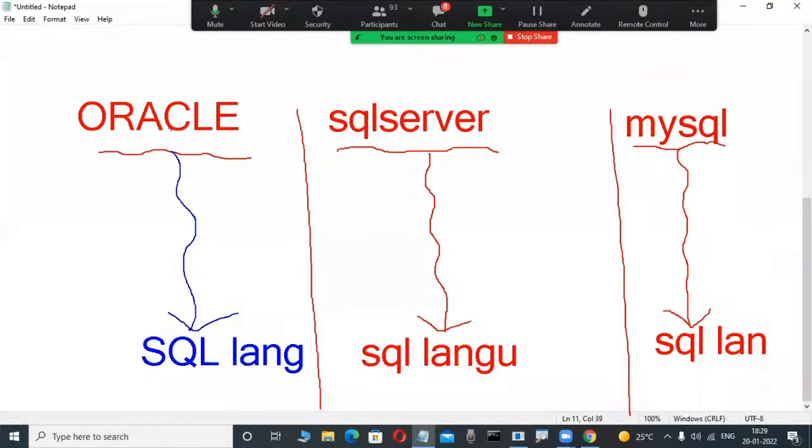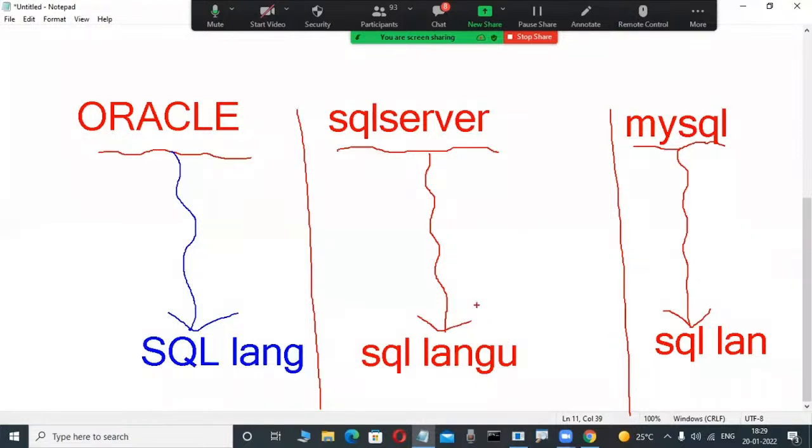Whenever you are working on an Oracle database product in your system, or your friend is working on a SQL Server product, or your other friend is working on a MySQL database product, all these persons are using a SQL language only. But are all these SQL languages the same or different? Only one answer is correct.